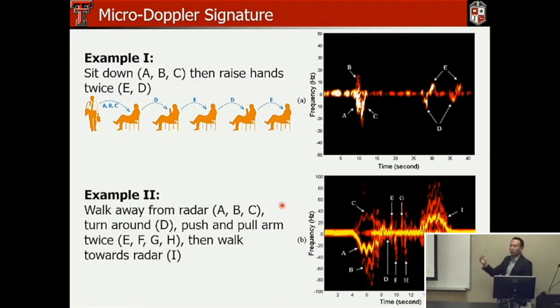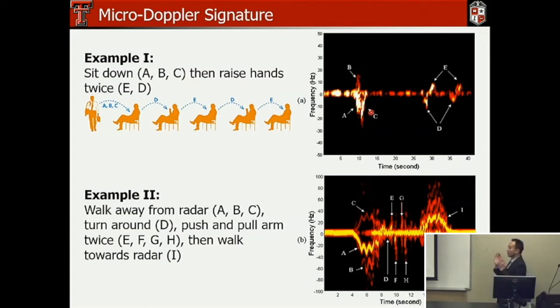So this person first sits down and then raises hand, puts down hand, raises hand, puts down hand twice. On the right-hand side, we have a very classic plot representation of the signal. We call it a spectrogram. Basically, the y-axis represents Doppler frequency created by motion, and the x-axis is time. So as you can see, as time goes by, we have signatures observed on this spectrogram.